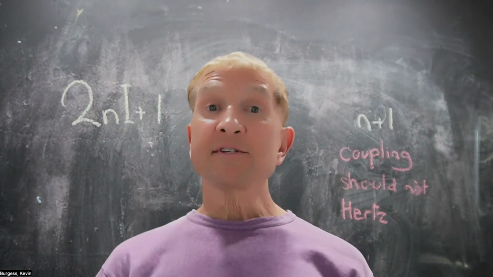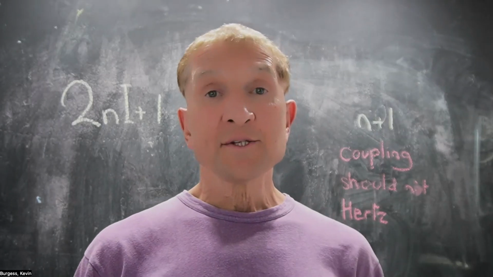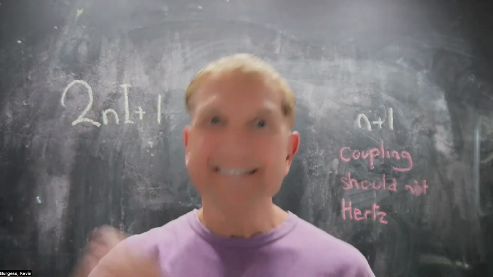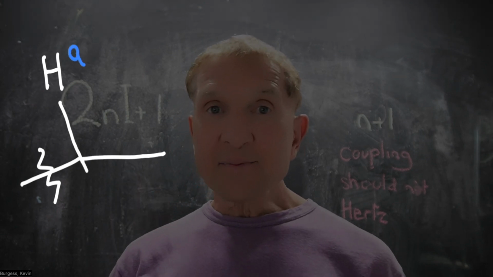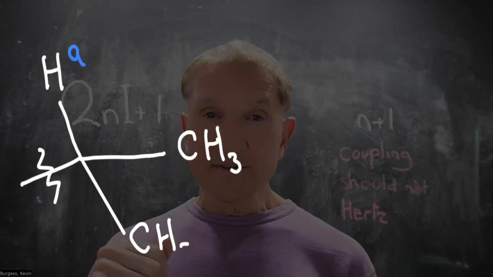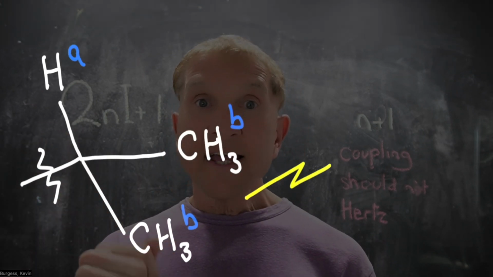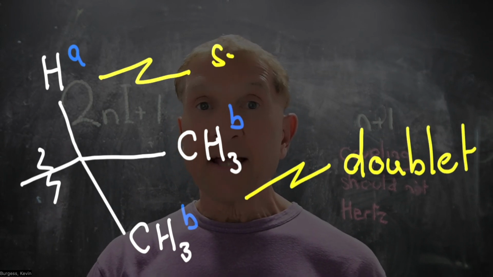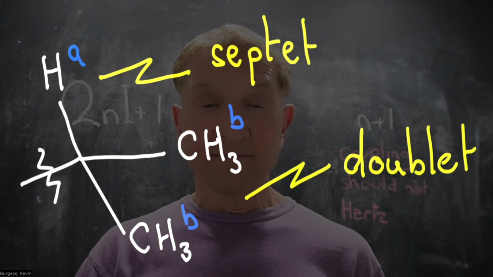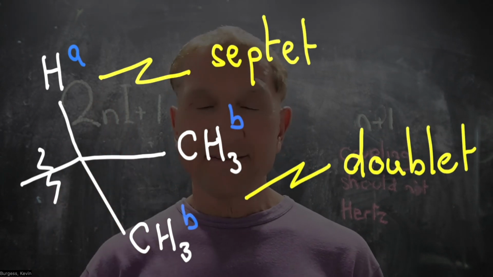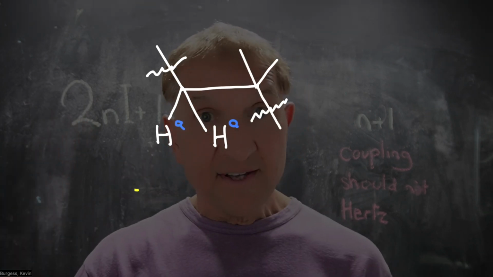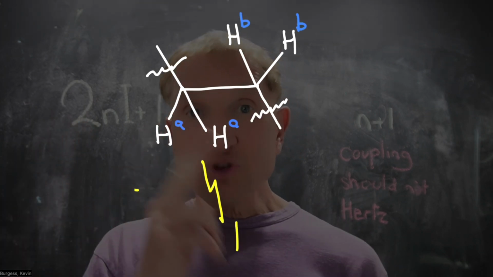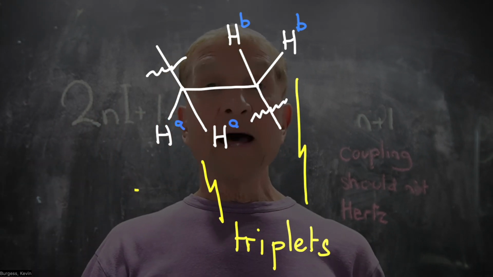Do other spin systems have distinctive splitting patterns? Yes! For an isopropyl spin system, HA is split by 6 protons on the 2 methyl groups into a septet. And HB is a doublet again, split only by HA. Spin systems for 2 HAs and 2 HBs will always give a triplet pattern.